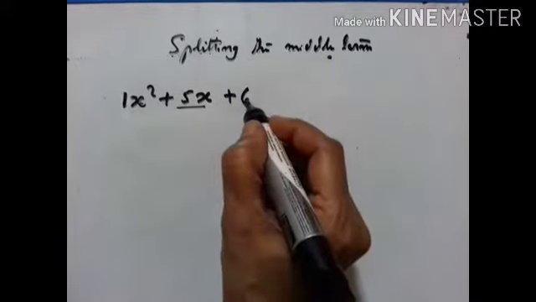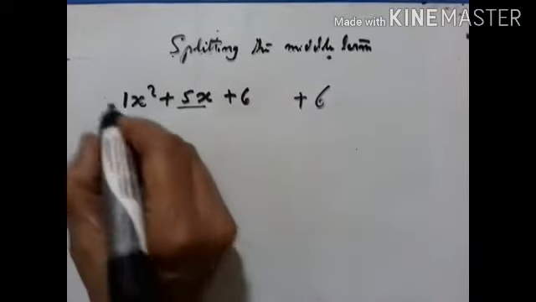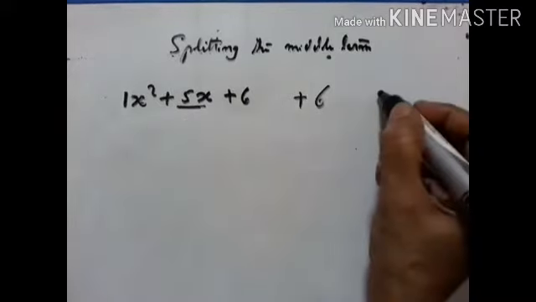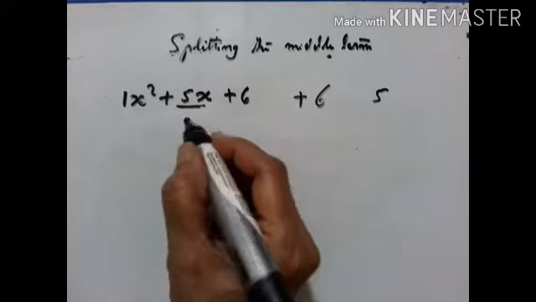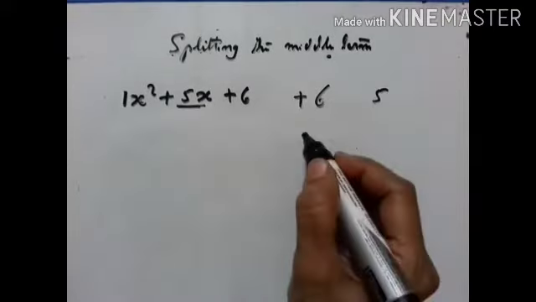Here the constant is equal to 6. 1 into 6 is equal to 6. Plus 1 into plus 6 is equal to plus 6. Here it is plus 5. You have to split in such a way that product is equal to 6, sum is equal to 5.